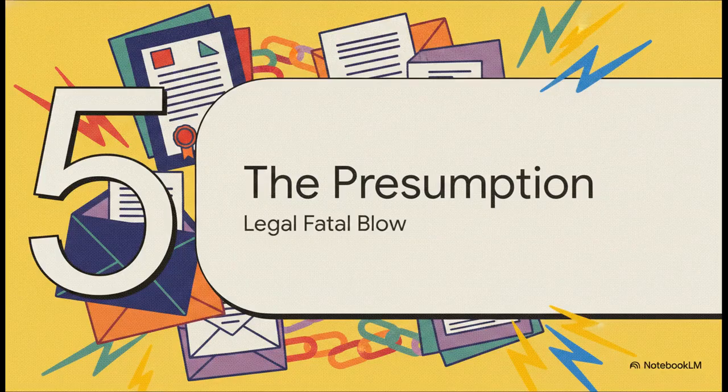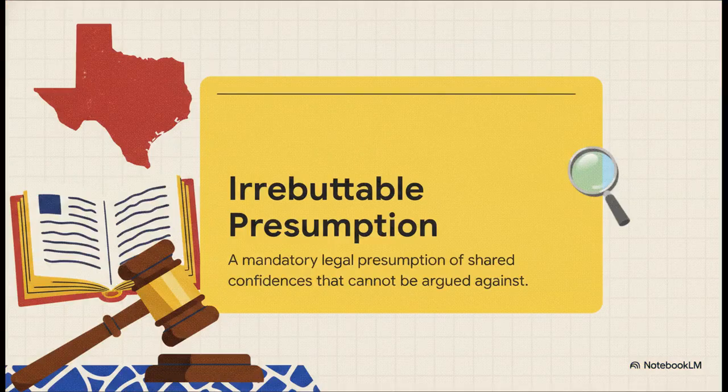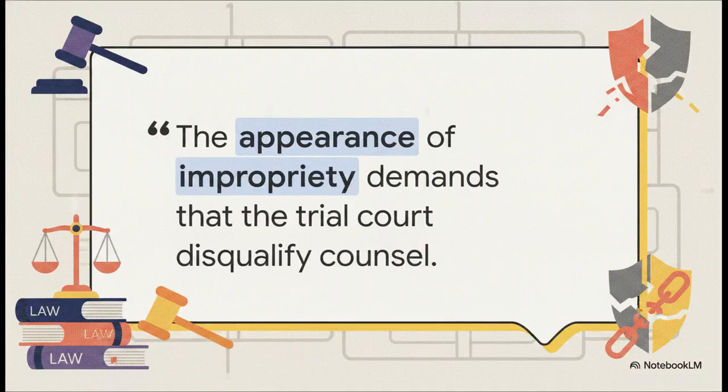Which brings us to the ultimate consequence, the irrefutable presumption. So, what happens when all three of these elements are proven with cold, hard emails and court filings? Well, you trigger what Texas law calls the irrefutable presumption. Based on Supreme Court precedent, the court doesn't even ask if the lawyer actually spilled your secrets. The law just automatically assumes they did, and the opposing side isn't even allowed to argue against it. No debate, no defense.